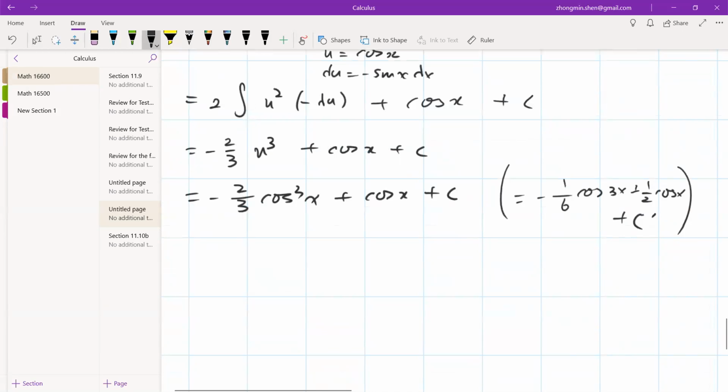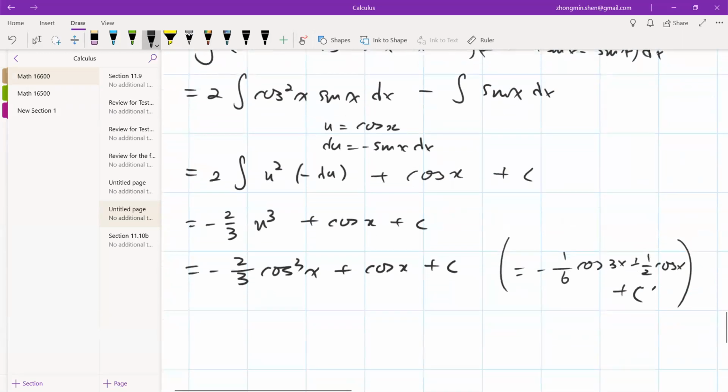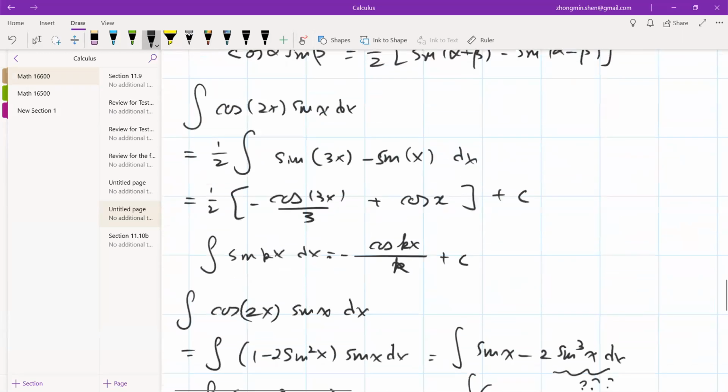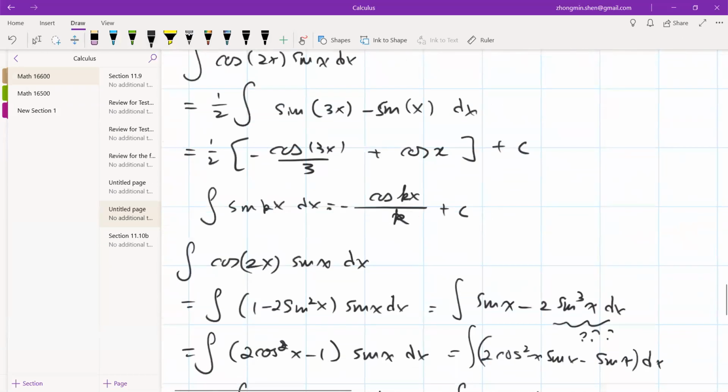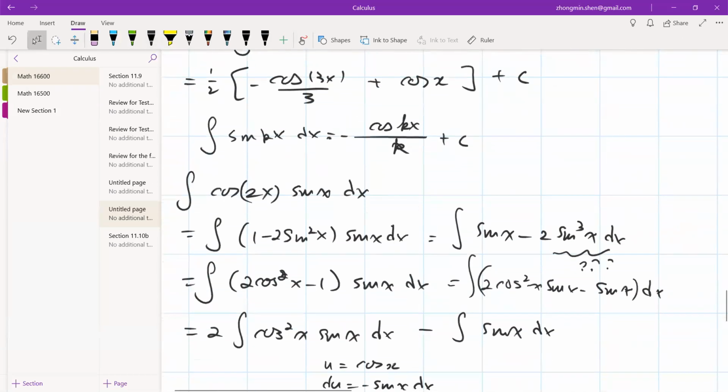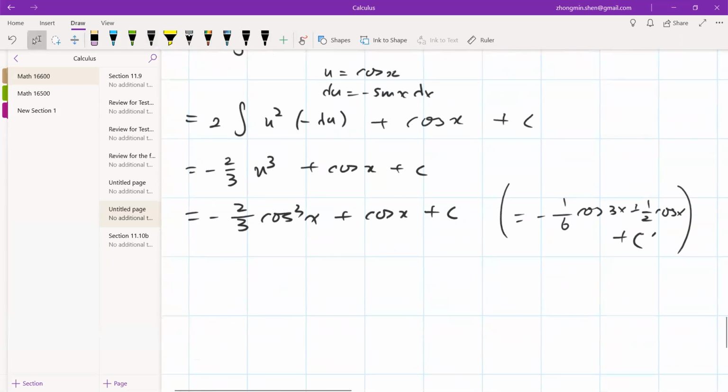It's hard to verify, but that's it. I always double check, right? It's half of cosine x minus 1 over 6 cosine 3x. I guarantee they only differ by a constant. That's why we use C prime, not the same C.